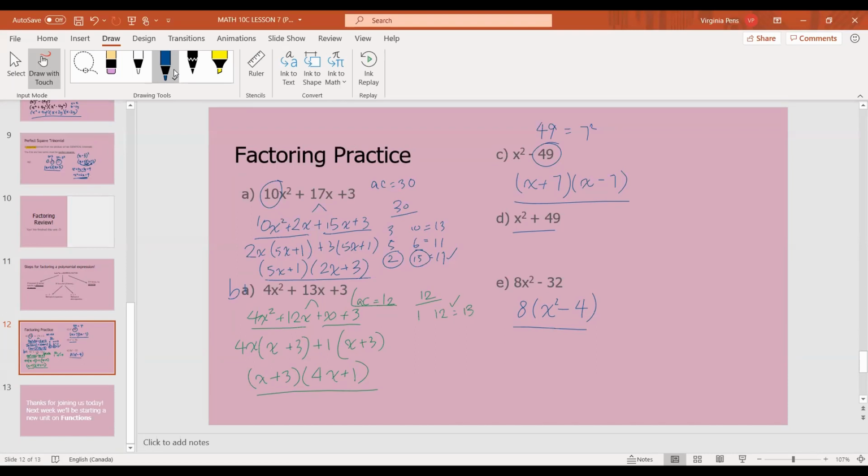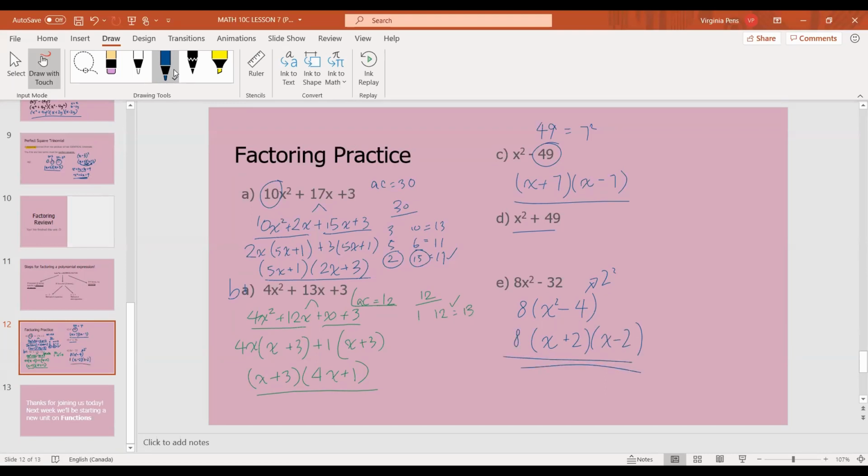Is this our final answer? No, let's always double check our work to see if it can be factored any further. This can actually be factored more because this is a difference of squares. Surprise! 4 is equal to 2 squared. So what we get is x plus 2 times x minus 2. And we can't forget our 8 from earlier.